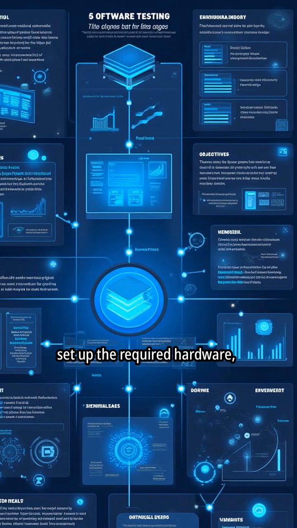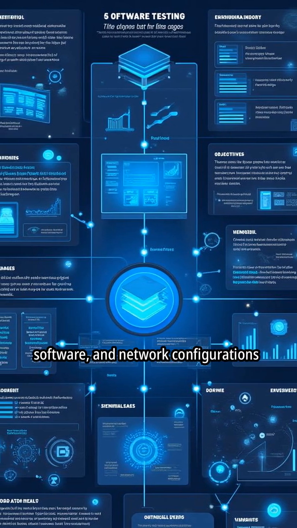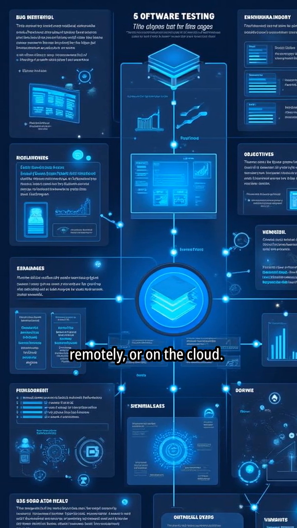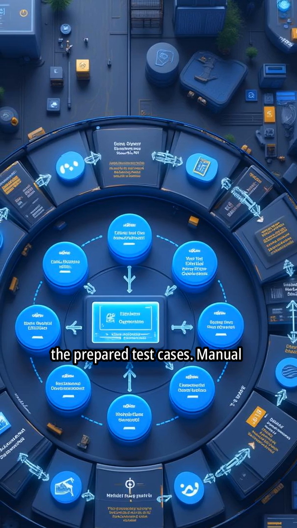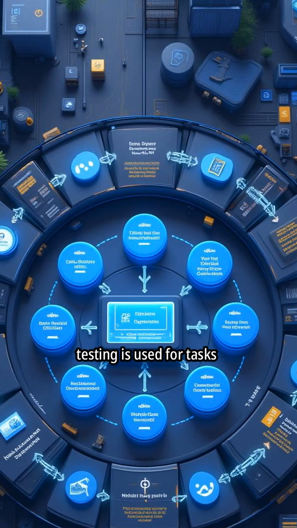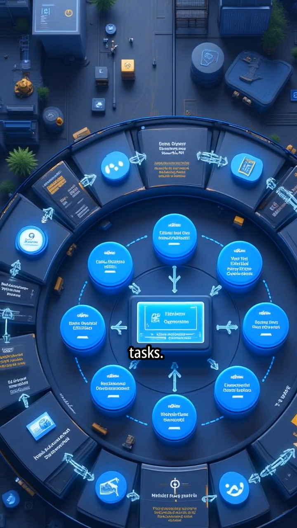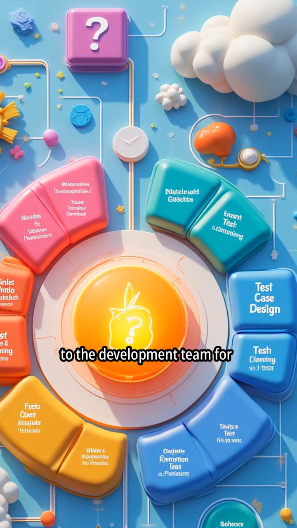Environment setup: QA teams set up the required hardware, software, and network configurations to run tests, whether locally, remotely, or on the cloud. Test execution: testers run the prepared test cases. Manual testing is used for tasks needing human judgment, while automation handles repetitive tasks. Any bugs found are reported to the development team for fixes.